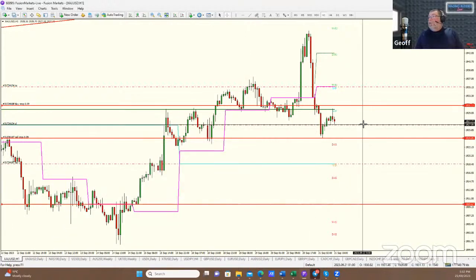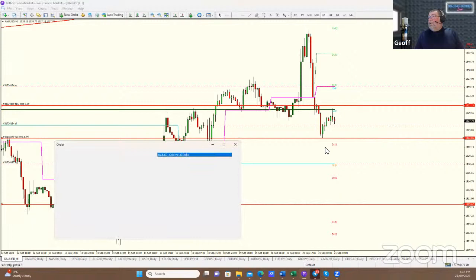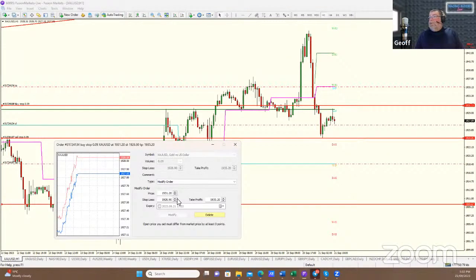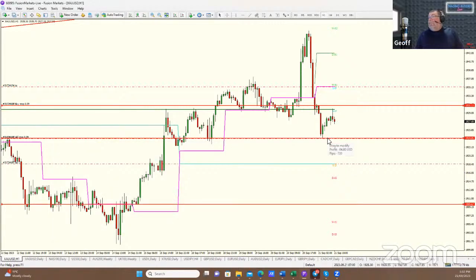I've got to fix the stop loss on the buy, don't I? Modify. Stop loss 1924.00. Modify. Okay. That looks much better. So entering here, stop loss for the long here. If that doesn't trigger and the short does, we're entering here. Stop loss for the short will be here.